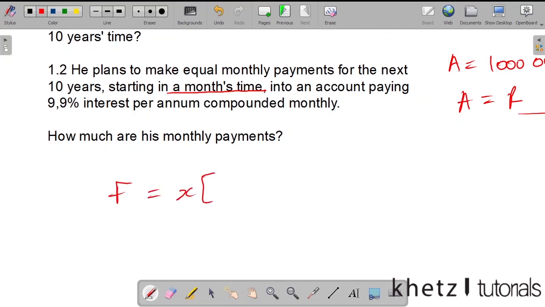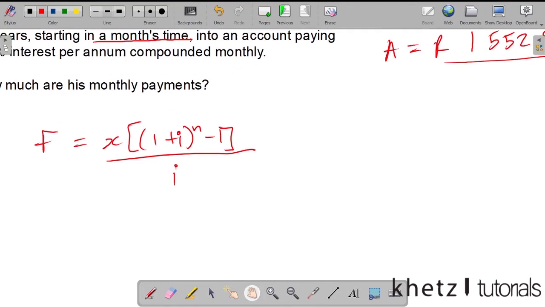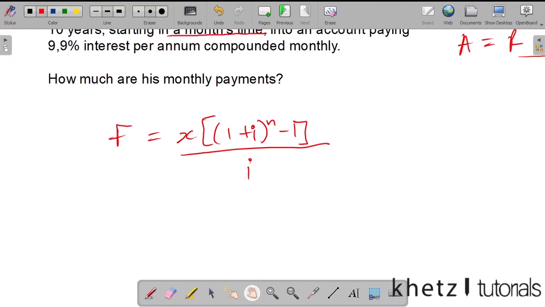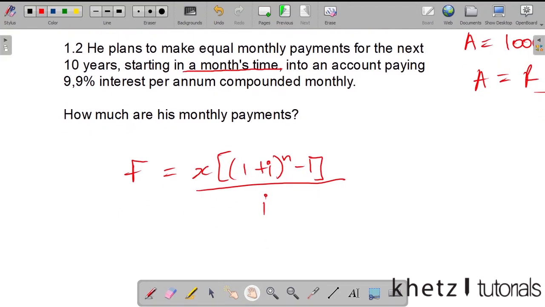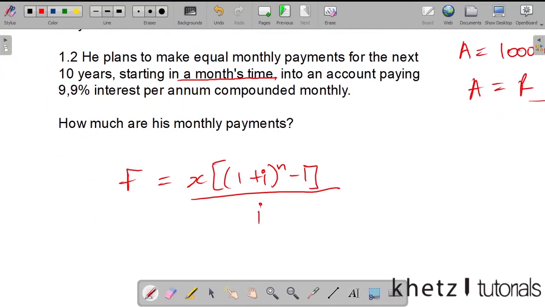So now that we already identified that we should have a future value, we have the F that we should have in 10 years' time, which is the one which you calculated in question 1. Now we want to see what should we actually put, or what should we pay each month to have this value over here. And that monthly installment would be your X. So that is your monthly installment.